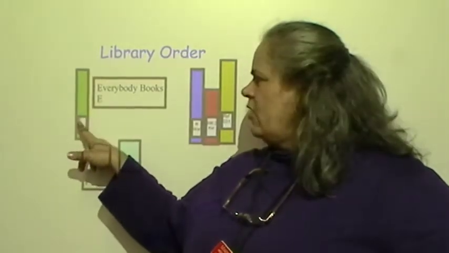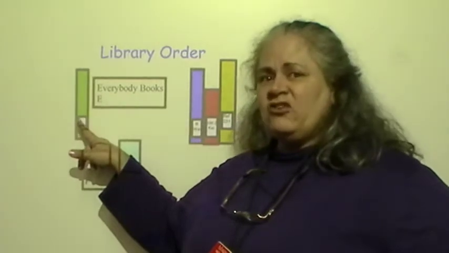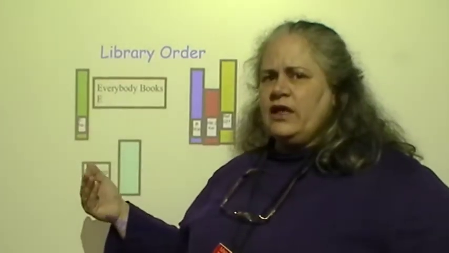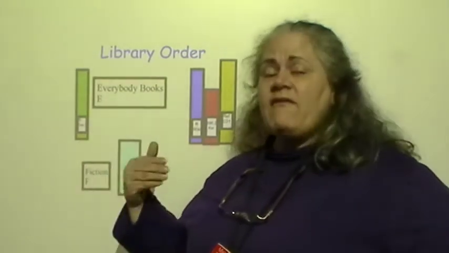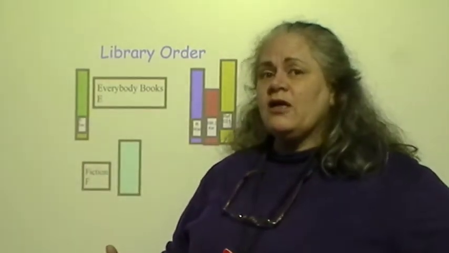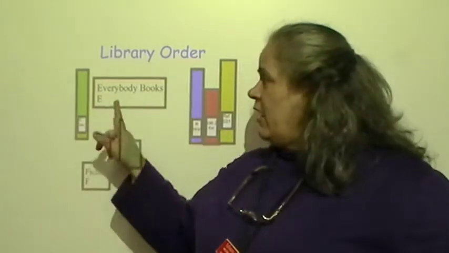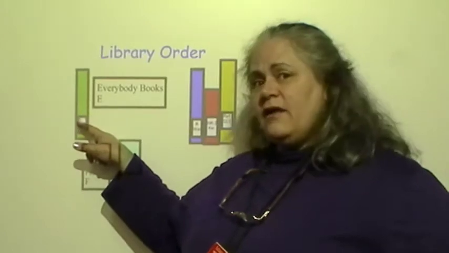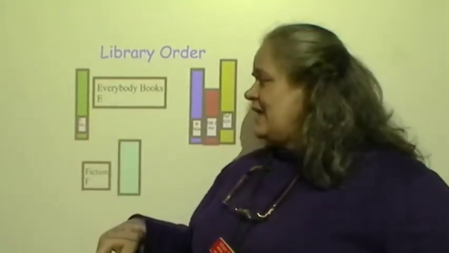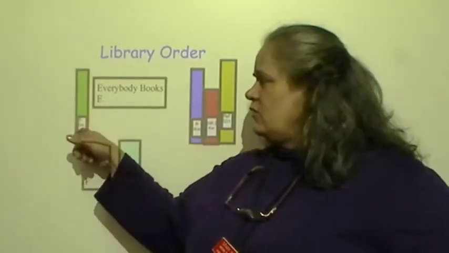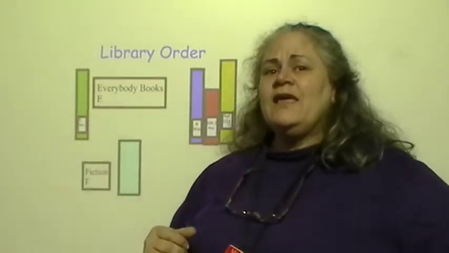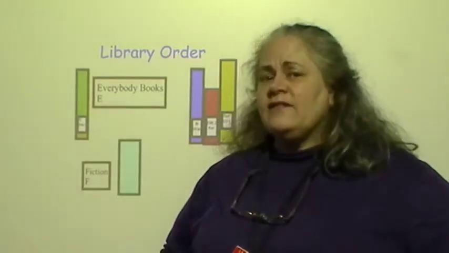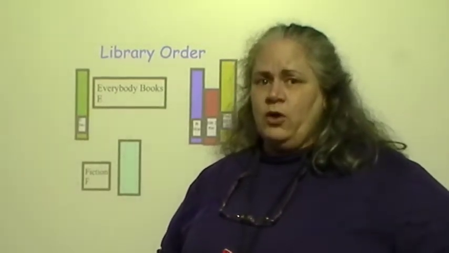The top line on the call number will tell us what section the book goes in, and then the second line will tell us what the order is for the most part. When we have our everybody books, that's what we're going to be talking about today especially. Our everybody books will have an E on that first line of the call number, and then the letters underneath will stand for the author's last name. And if you remember, our author is the person who writes the book.